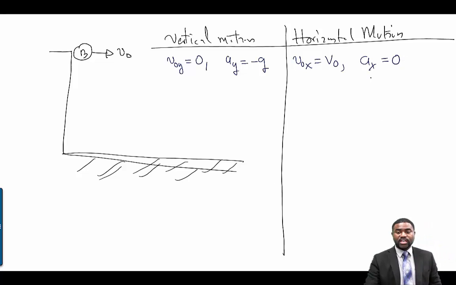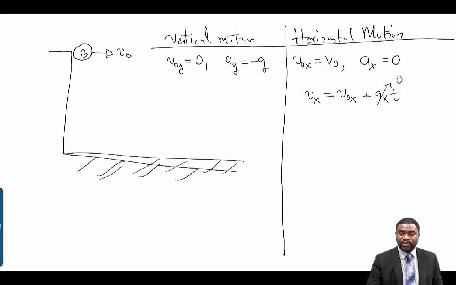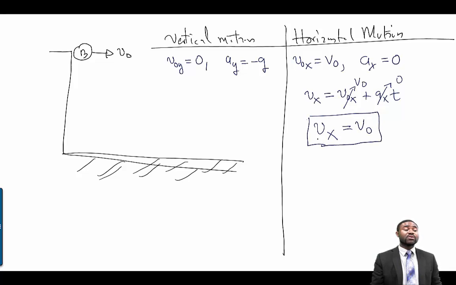Now, if this is the case, listen. Vx is equal to V0x plus a_x t. This guy is zero. This guy is V naught. This would imply that Vx is V0x. This is an important conclusion. And the conclusion is the horizontal velocity of a projectile remains constant. It does not change. Therefore, the acceleration in the x direction is always zero.